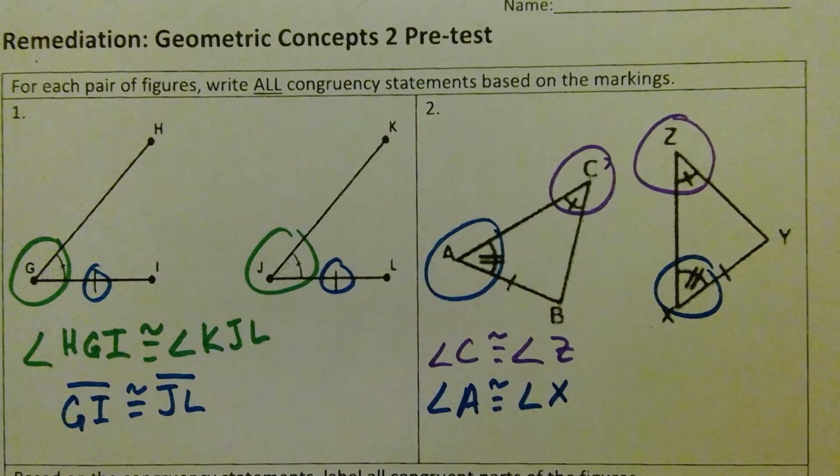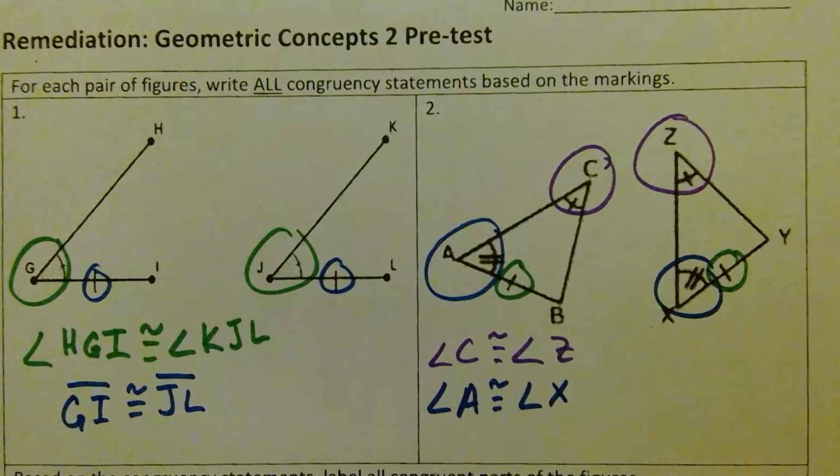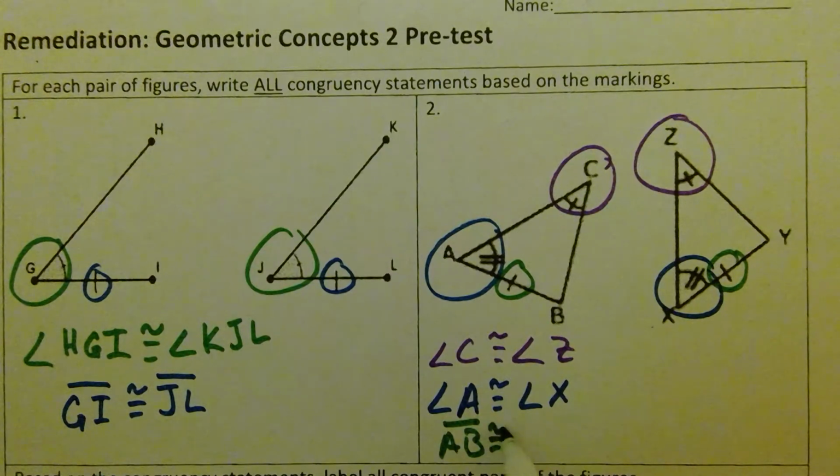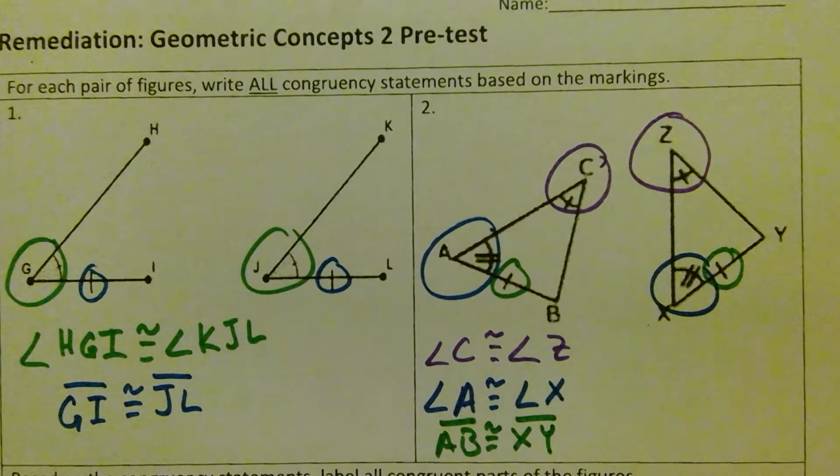And we've got one more pair of congruent parts because this side has one mark on it, and this side has one mark on it. So that means that those sides have to be congruent. And we'll make that statement of segment AB is congruent to segment XY. Okay? So, we're going to move on.